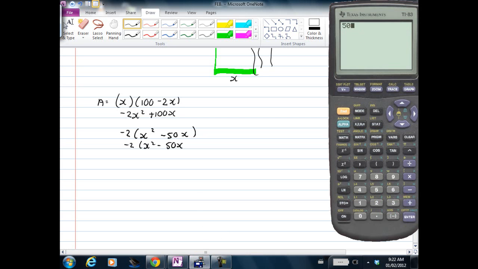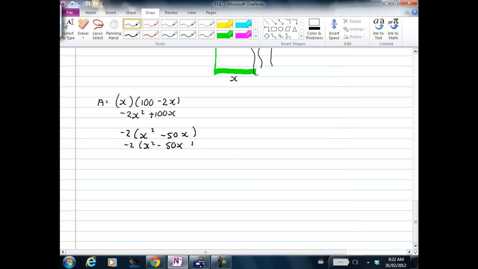50 divided by 2. Question. 625? 625. Did you multiply by the 2 to bring it out? A lot of you will say, hey, Mr. No, that should be plus 625 minus 625. But don't forget, you're going to bring out this negative 625 by multiplying with the -2 in front. So that's the key you've got to be careful about.